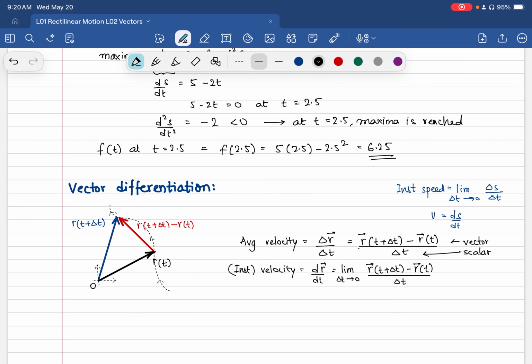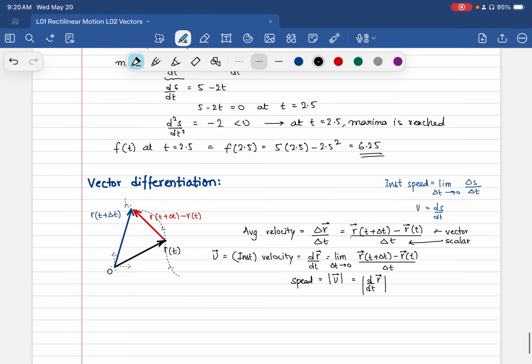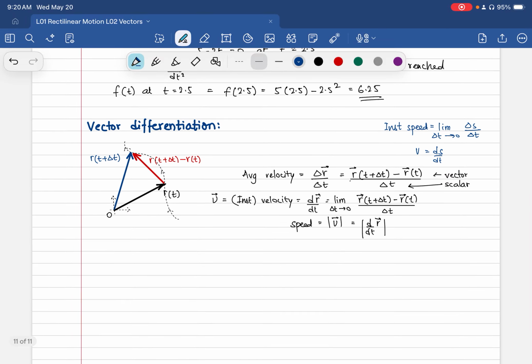Okay, and the speed is essentially the magnitude of the velocity vector. So the velocity vector is what we just defined here, and this here is essentially the differentiation of the position vector. We can extend this same discussion to acceleration, where again the average acceleration is now dealing with, instead of position vectors, velocity vectors.